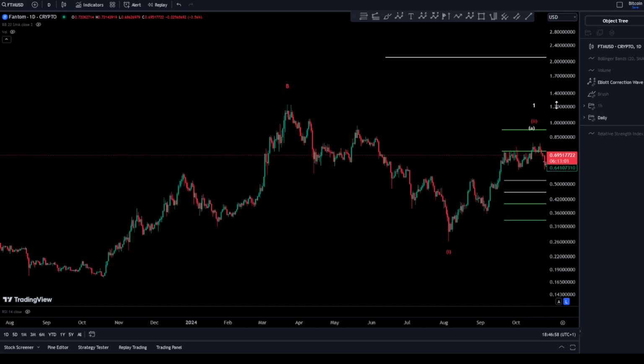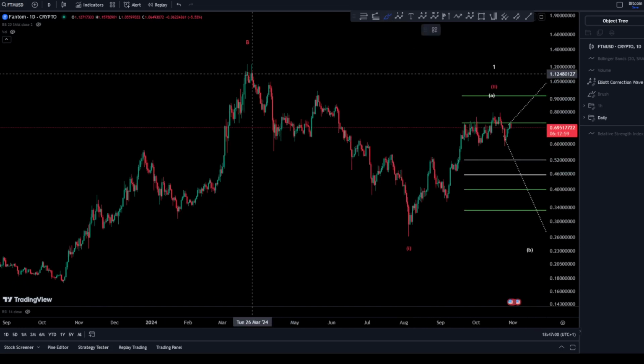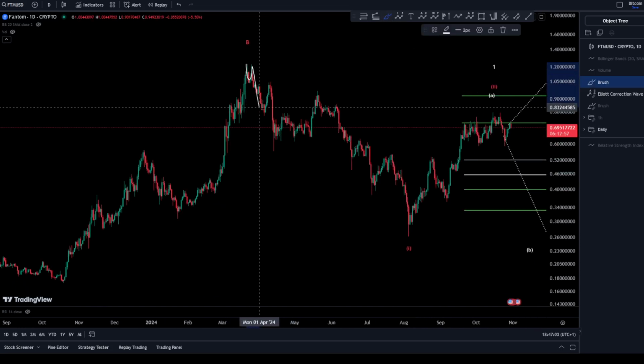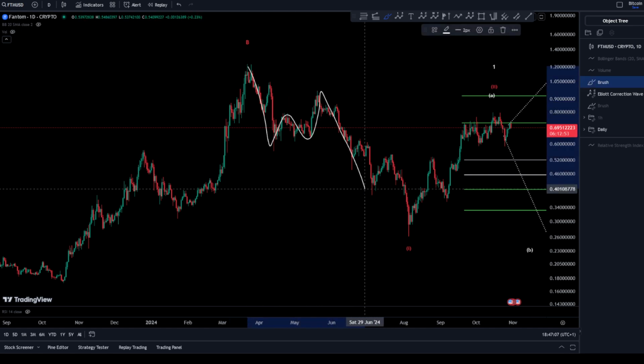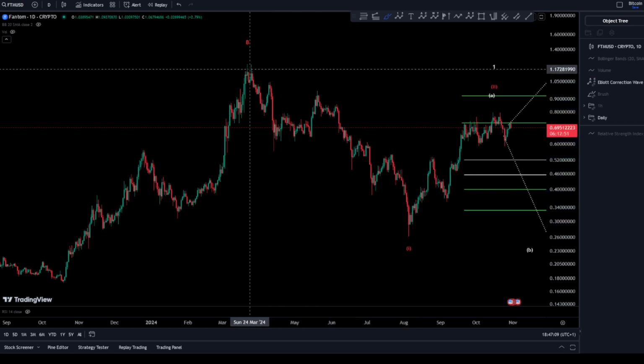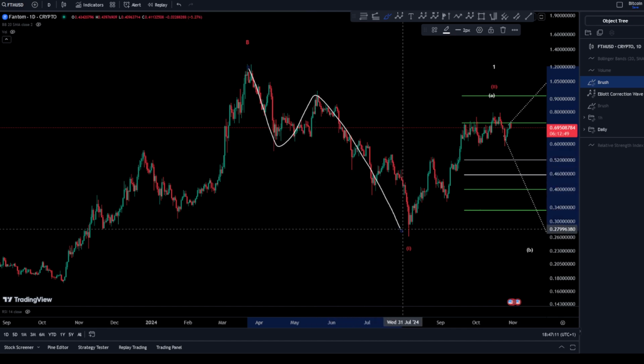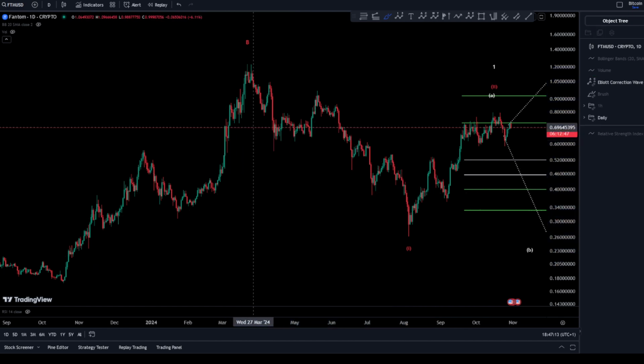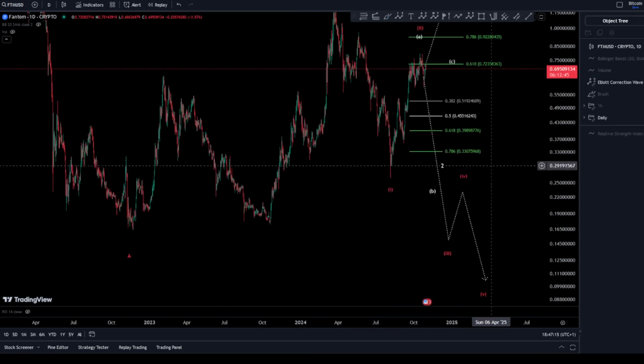It's very complicated with Phantom, but I mean, you can count here as 1, 2, 3, 4, 5 as a wave 1, and then 2, and then 3, 4, 5. However, it can still look like a zigzag with an extended wave C, right? It can still be corrective. This is what I mean.